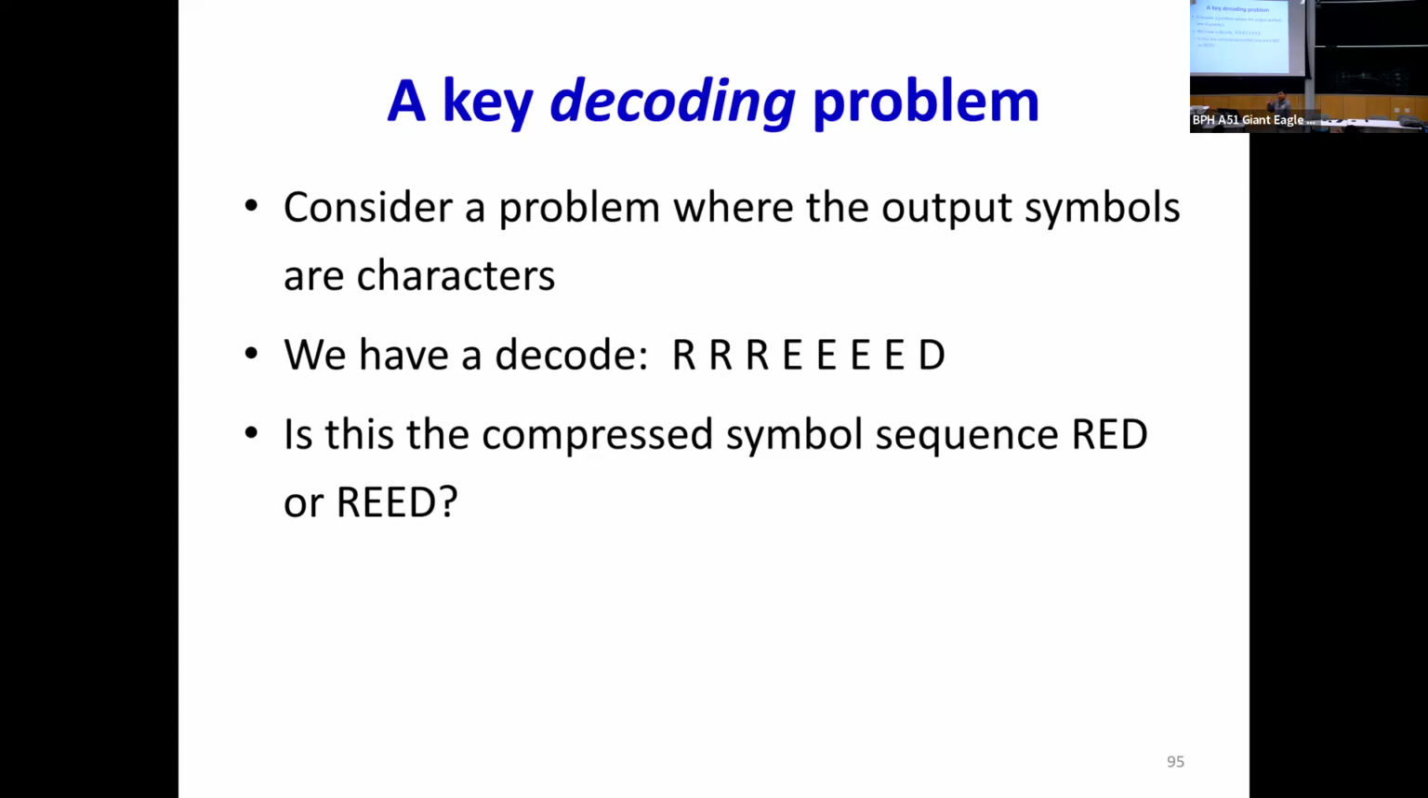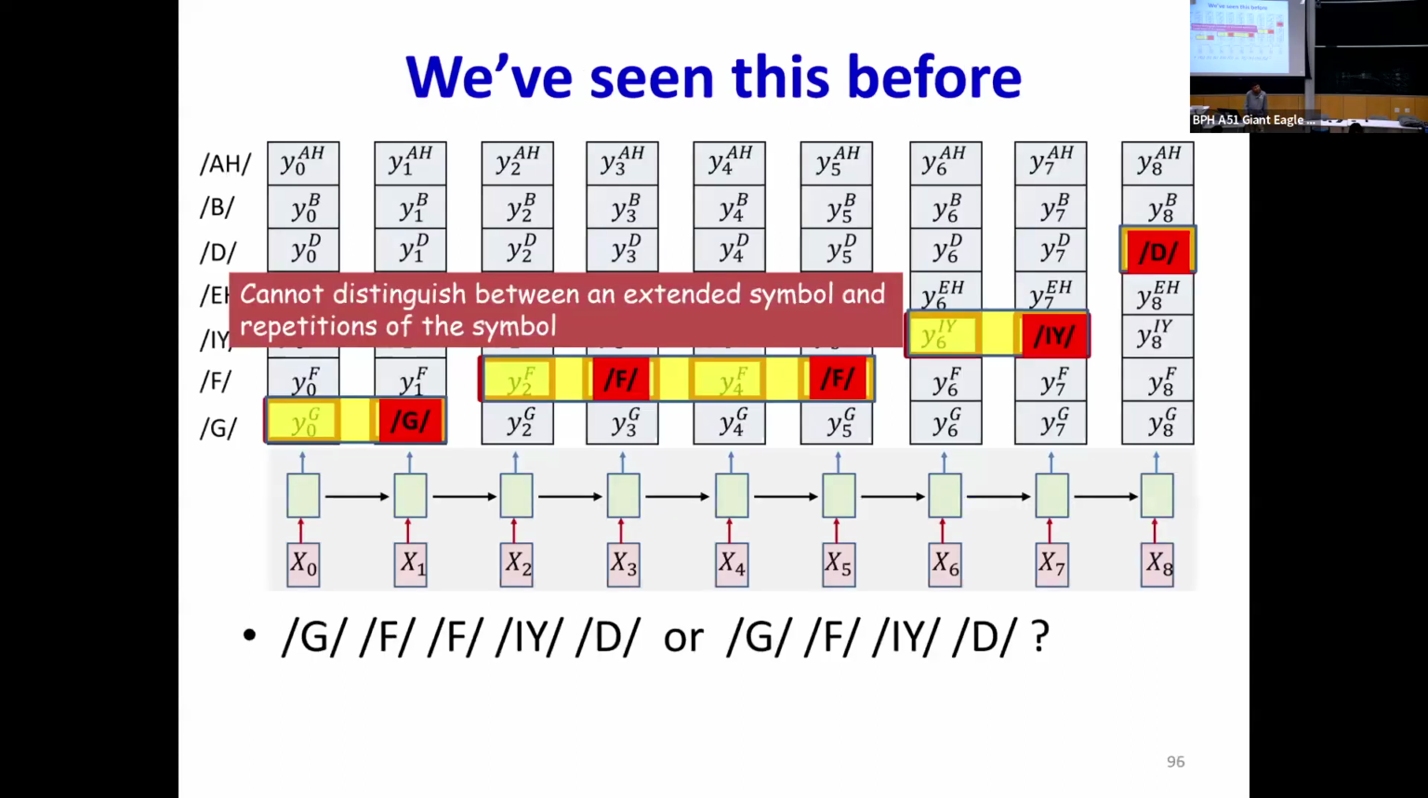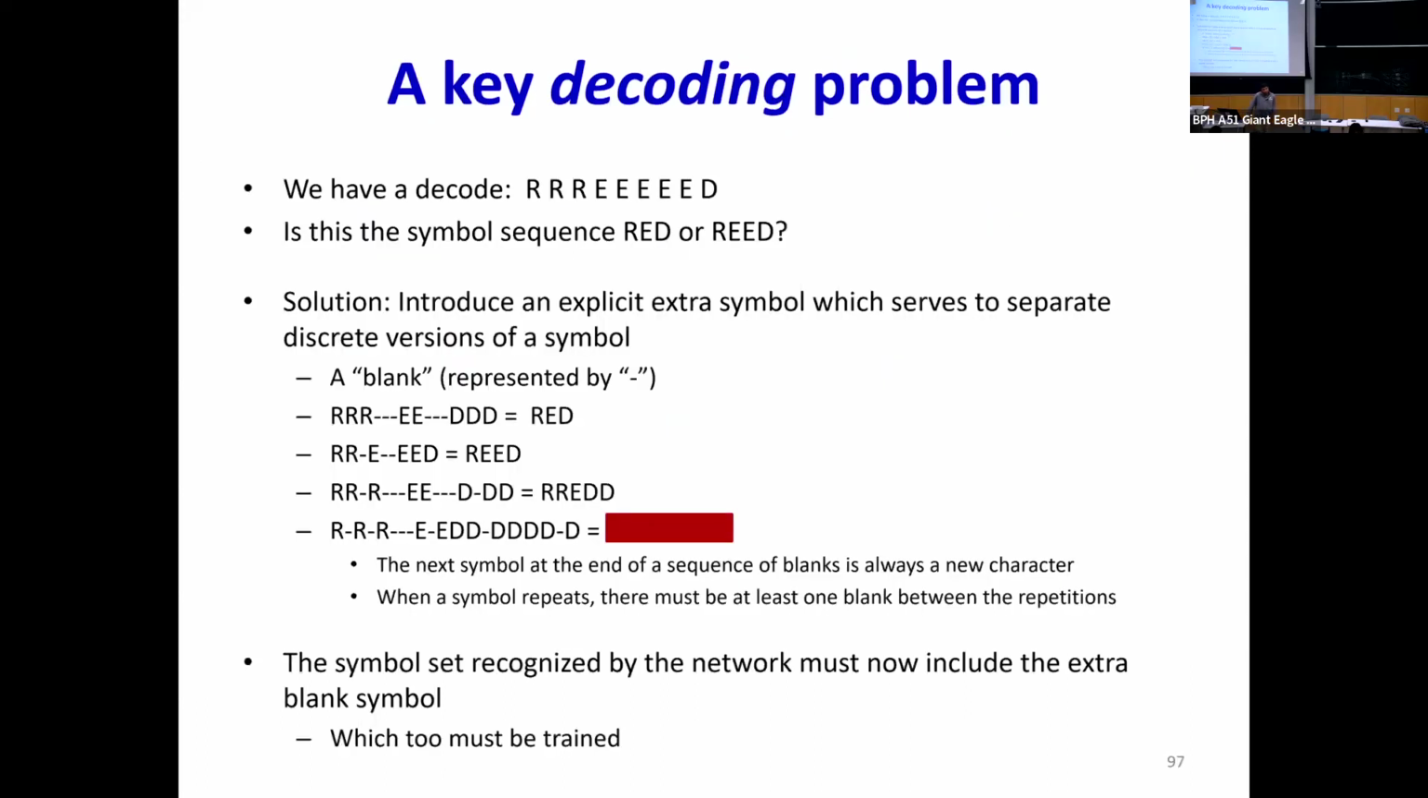So let's say I have an alignment which is RR, 3 E's followed by 3 R's followed by 4 E's and a D. Is this the word read or is this the word reed? This information is not present. So we have a problem. If I compress this, which of these two words does it become? We saw this before, when we were doing the greedy decode. So we want the model to be able to distinguish between the two very clearly.